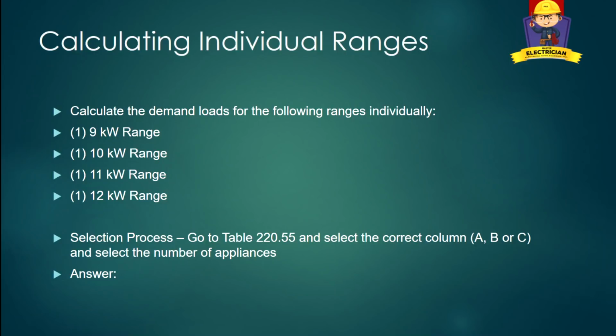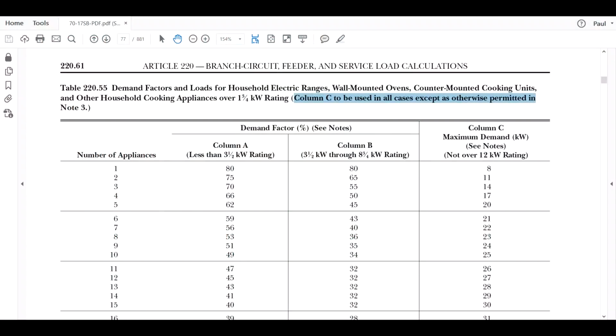Because it's 9, 10, 11, and 12, we need to establish which column we use on table 220.55. That's the most important part here, we have to determine which column we're going to be working with. We're dealing with each one of these individually because we're trying to prove a point here. So let's go back to the NEC and look at it.